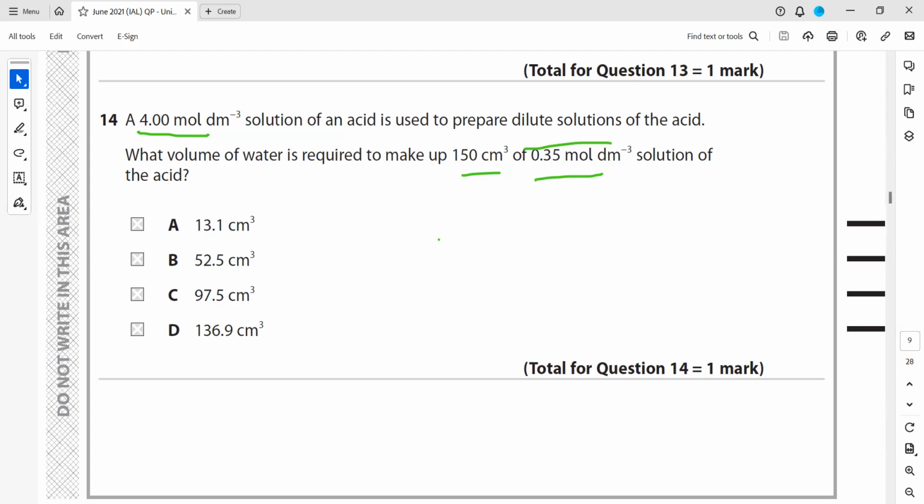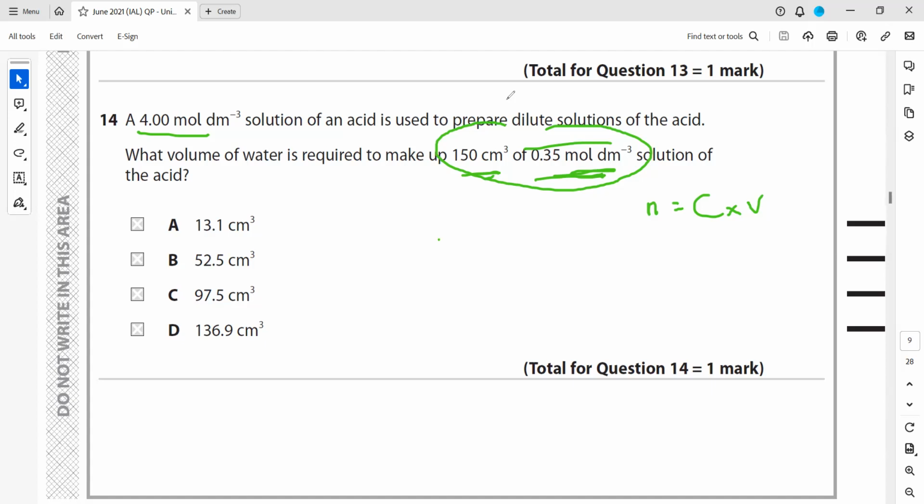So first, what we can do, we can simply work out the moles. Here we have the concentration and here we have the volume. So moles equal concentration times volume. This is the new solution which we want. We want a solution of 150 cm cube which has a concentration of 0.35. So 0.35 multiplied by 150 divided by 1000, because the volume should always be in decimetre cube.